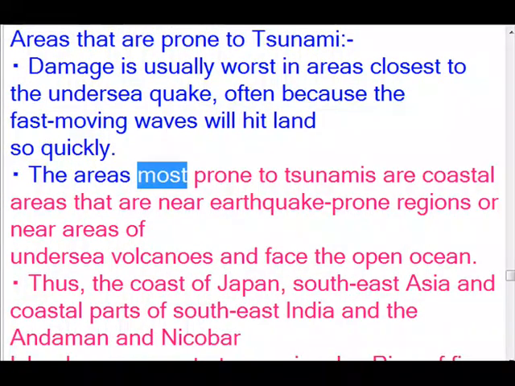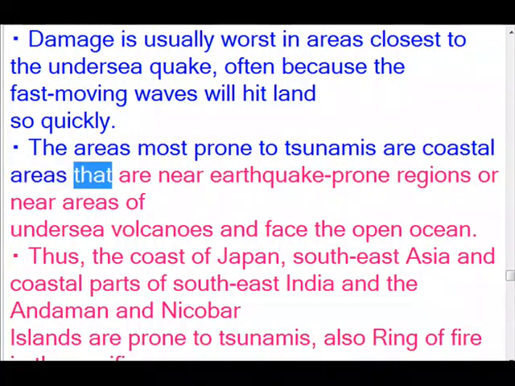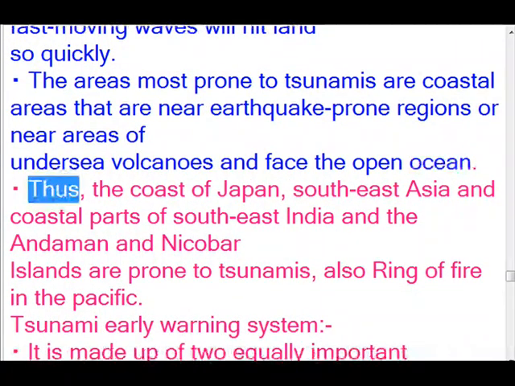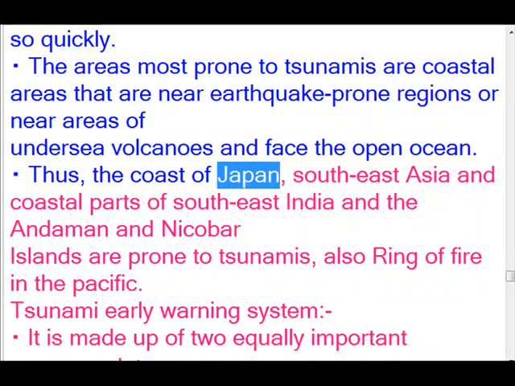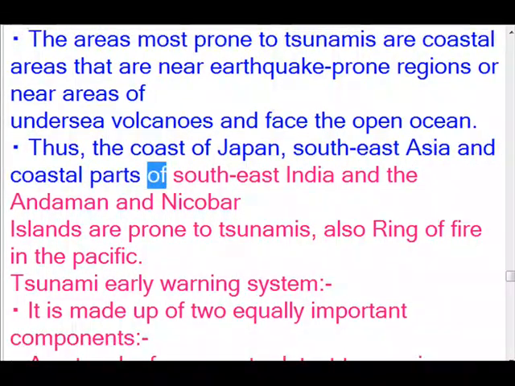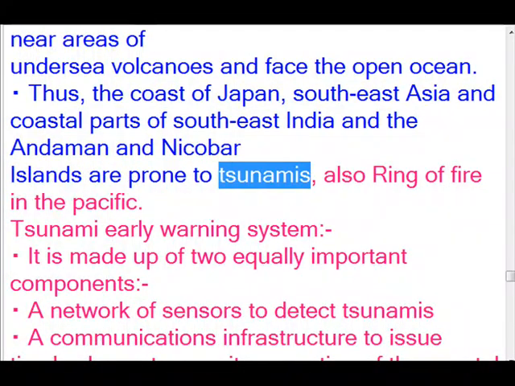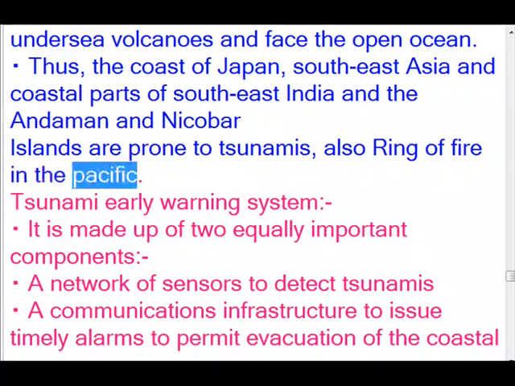The areas most prone to tsunamis are coastal areas that are near earthquake-prone regions or near areas of undersea volcanoes and face the open ocean. Thus, the coast of Japan, Southeast Asia and coastal parts of Southeast India and the Andaman and Nicobar Islands are prone to tsunamis. Also Ring of Fire in the Pacific.